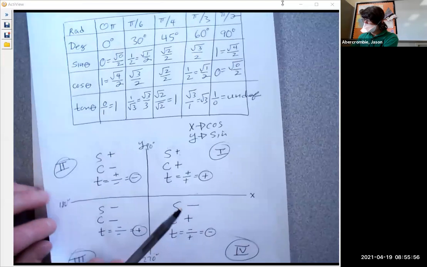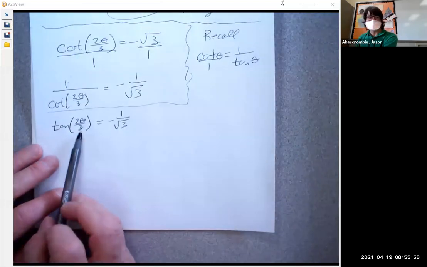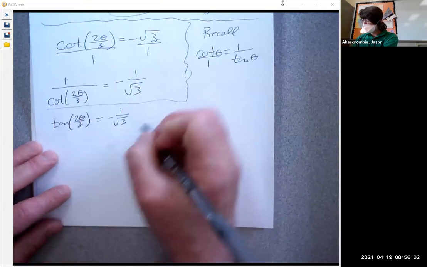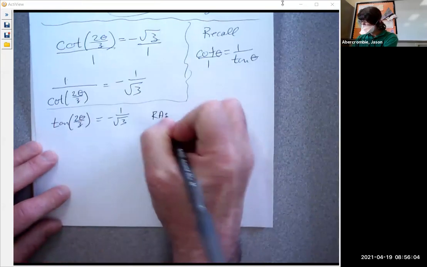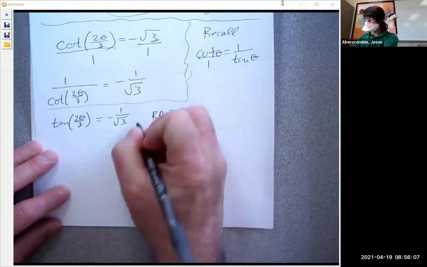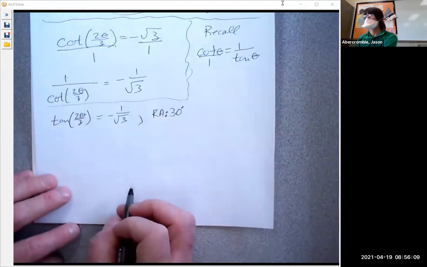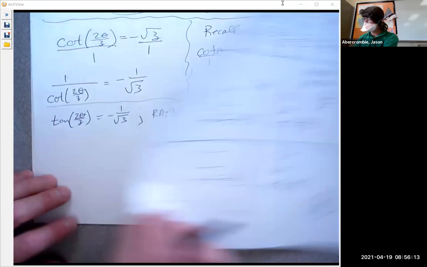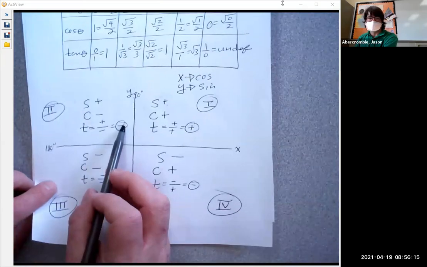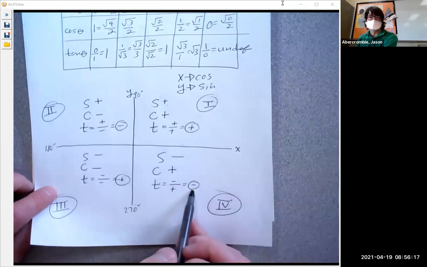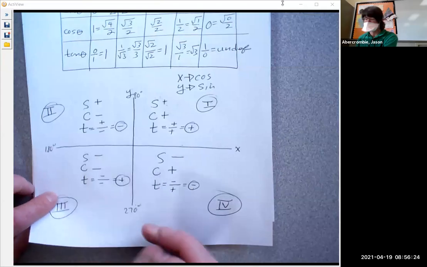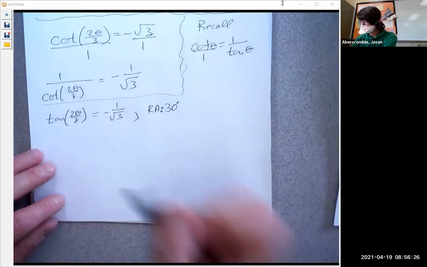So I'm going to ignore that 2/3 theta right now. We don't need that. But I know my reference angle is 30 degrees. I'm just going to write that down now, and we're going to draw it. And it's negative. So where is tangent negative? Tangent's negative in the second quadrant. It's also negative in the fourth quadrant. So we got a 30-degree reference angle in the second quadrant and the fourth quadrant to wrangle with here.